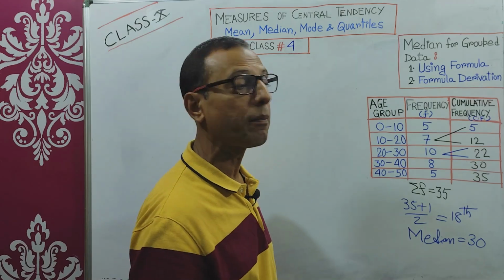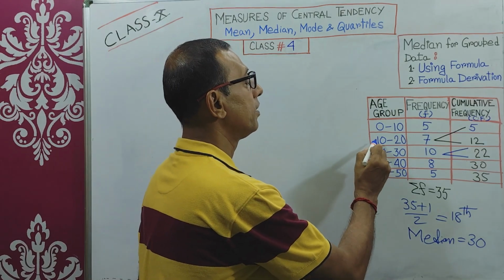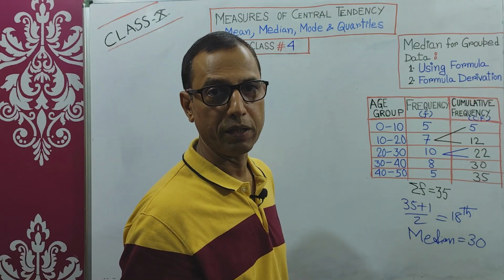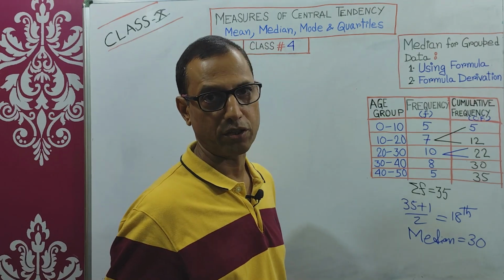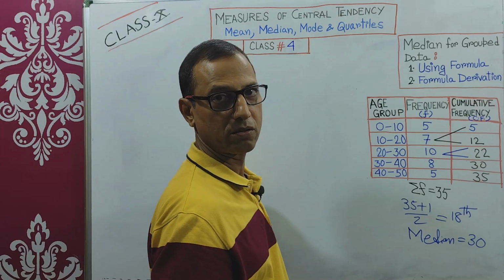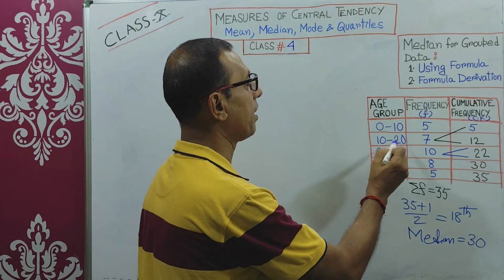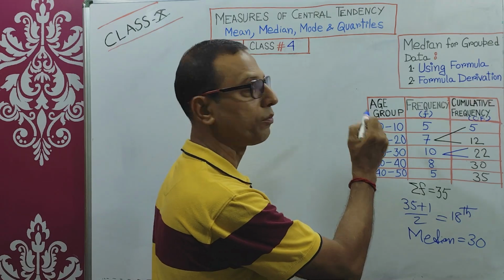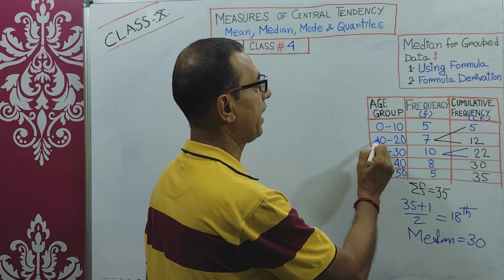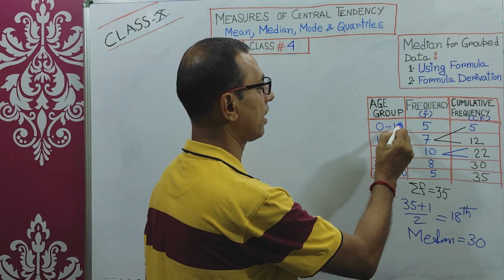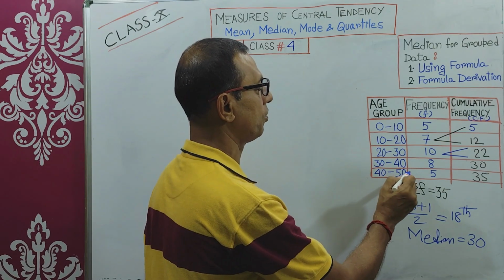Whatever continuous number means, in a given range, any value could be. It could be an integer, it could be a fraction. So let's say 10 years 5 months. It's not an integer. It could be 12, it could be 13, any number. That is why it is called a continuous number. 0 to 10, 10 to 20, 20 to 30. So everywhere you can see it's continuous data. And 30 to 40, 40 to 50.